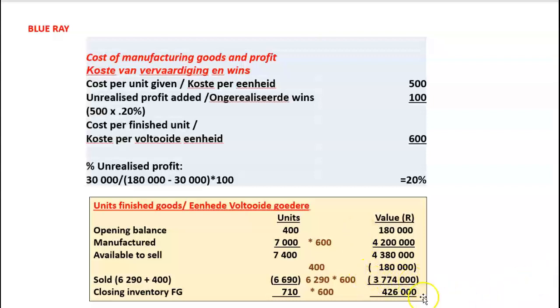So at the end of the day, what is going to be our closing inventory? Well, we had 7,400 available to sell. We've sold in total 6,690 units. So we have left at the end of the day 710 units. At what price? At 600 Rand per item. So our closing inventory is 426,000 Rand.